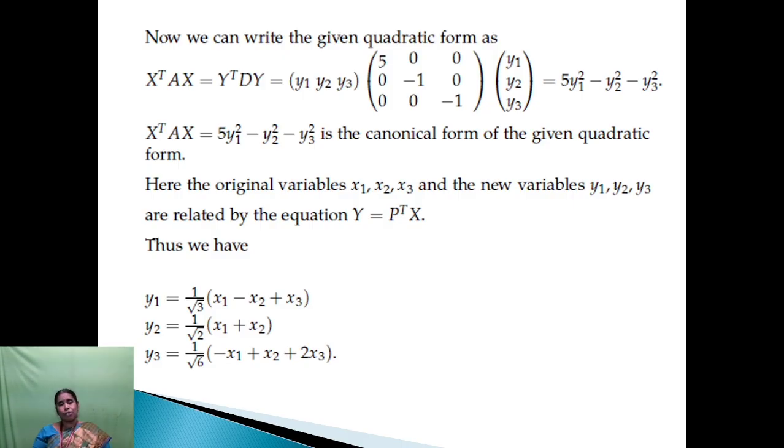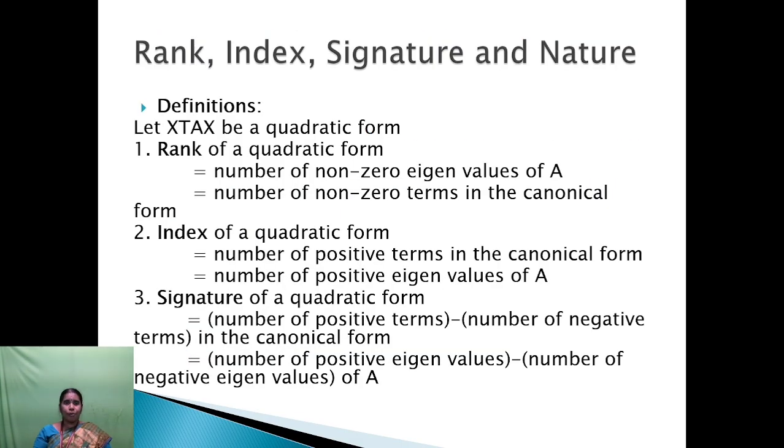Next, shall we move on to the next section? How to find the rank, index, signature and nature of the given matrix. Okay. First, the definition for rank. Let us assume that X transpose AX is the quadratic form. According to the quadratic form, we have to find the rank.